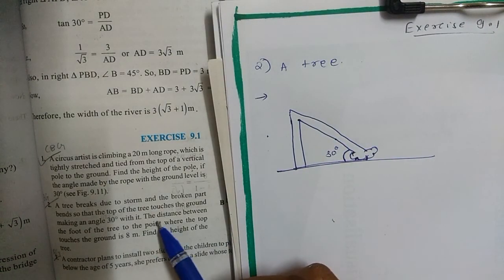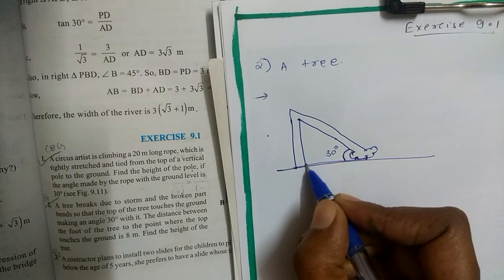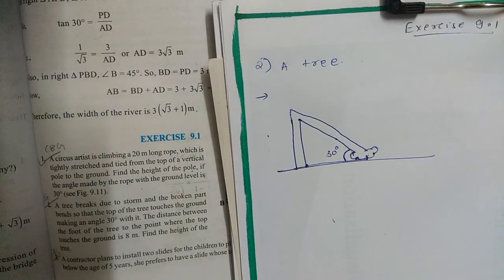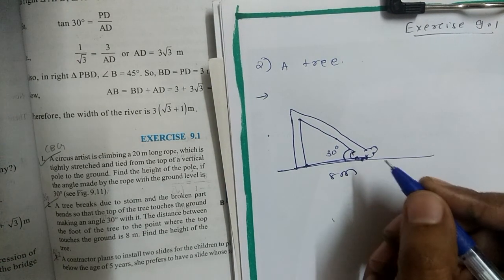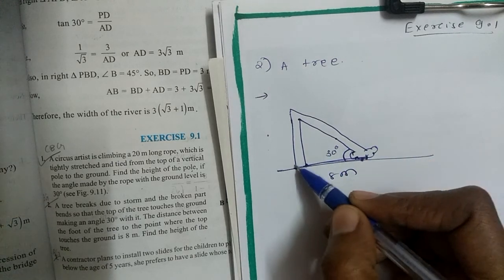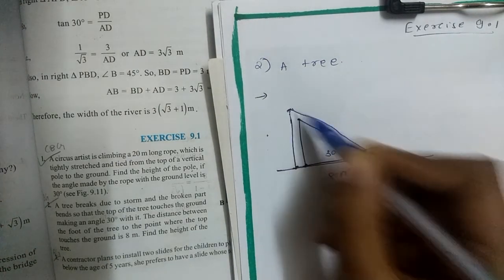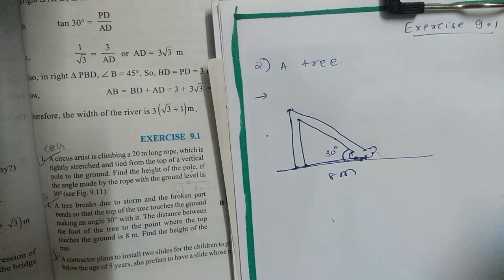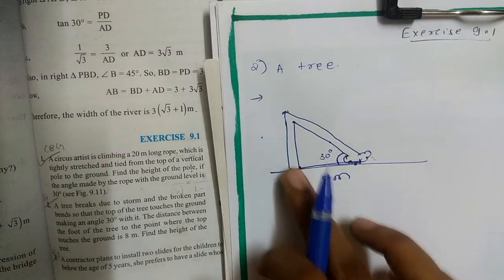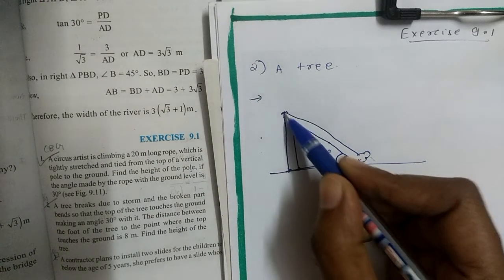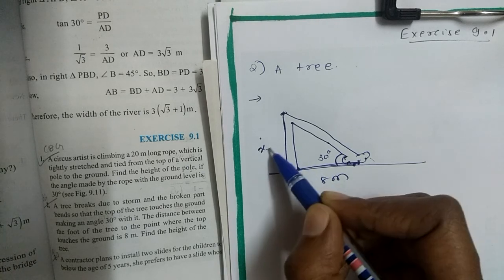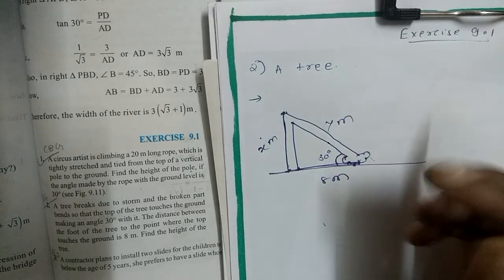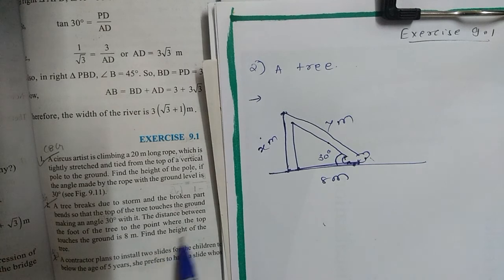So what is asked? The distance between the foot of the tree to the point where the top touches. This distance is given, that is 8 meters. Find the height of the tree. The height of the tree will be this length plus this length, isn't it? Here we will consider this as a right angle triangle and solve. Let us take this as x meter and this as y meter. So x plus y will give you the height of the tree.